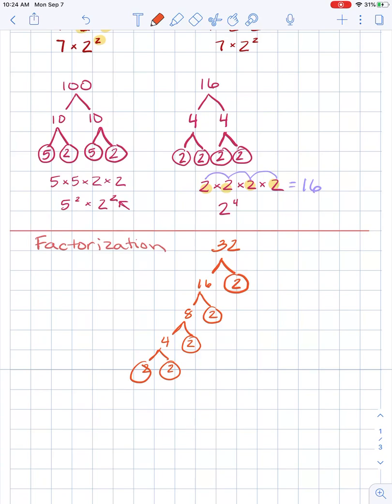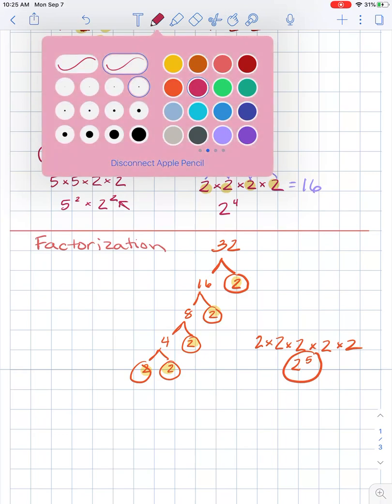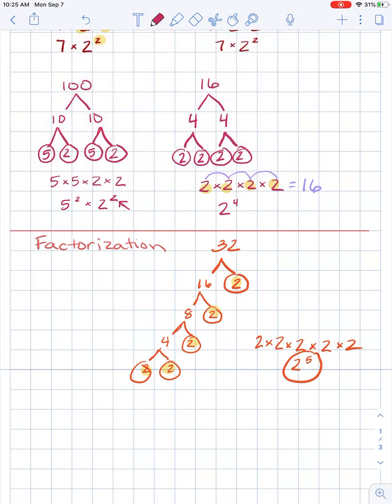So my prime factorization here is 2 times 2 times 2 times 2 times 2, right? That is 1, 2, 3, 4, 5 2s. So I could say 2 to the 5th power, 2 to the power of 5. However, that's not what I asked for. I just said, how many factorizations could we make? So let's take a look.